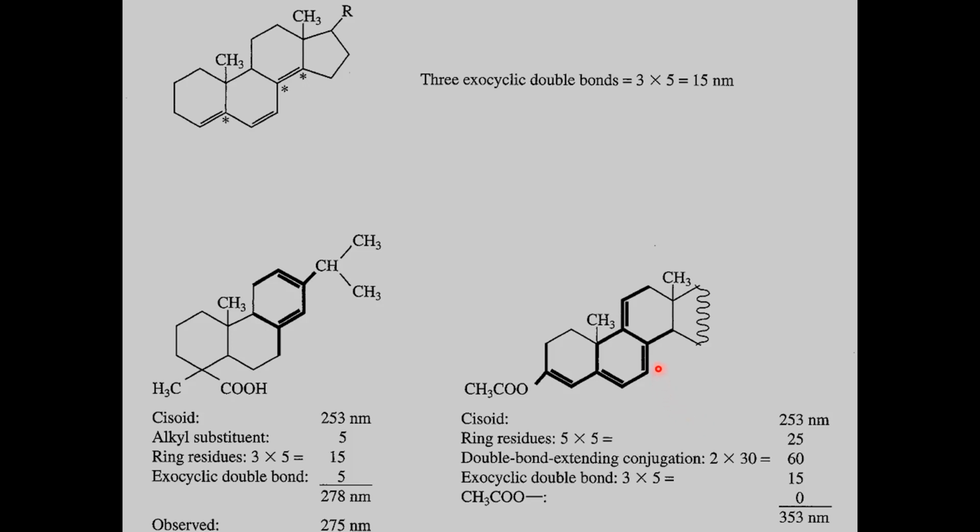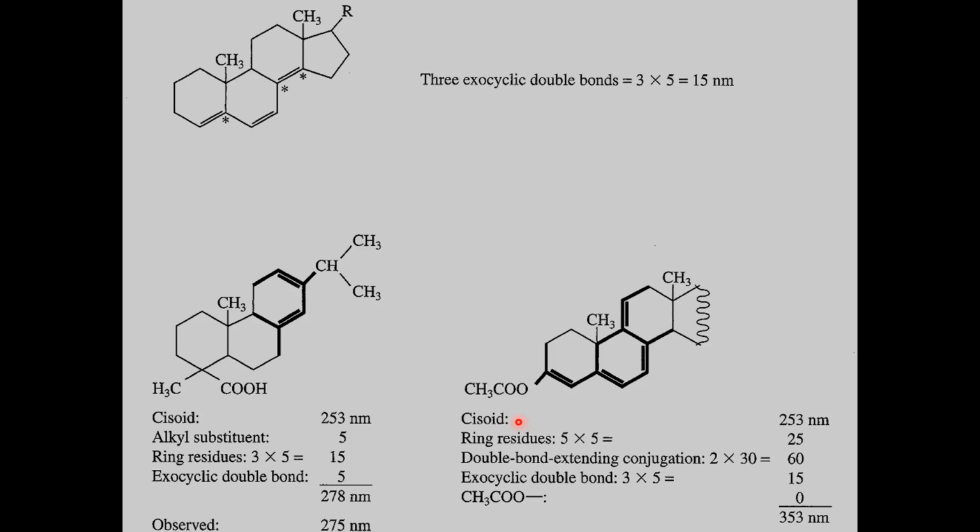We have also 1, 2, 3, 4, 5 ring residues, which will increase their wavelengths by 25 nanometers, because in this case, this carbon is linked to 2 unsaturated carbons. Therefore, it is calculated twice.